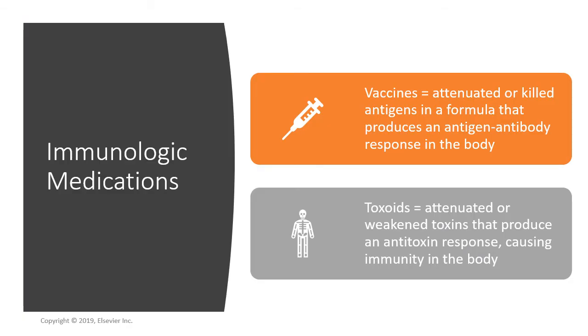And here's more repetition for you. If you didn't know what vaccines or toxoids were yet, here's a little reminder. Vaccines are attenuated or killed antigens in a formula that produces an antigen antibody response in the body. Toxoids are attenuated or weakened toxins that produce an antitoxin response, causing immunity in the body. You guys can read through these on page 283.